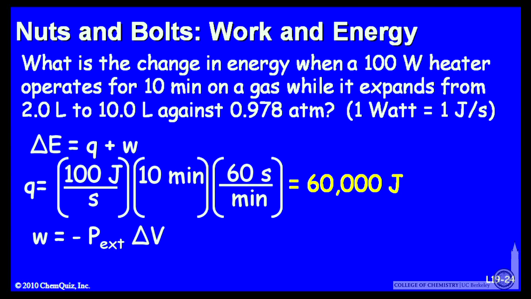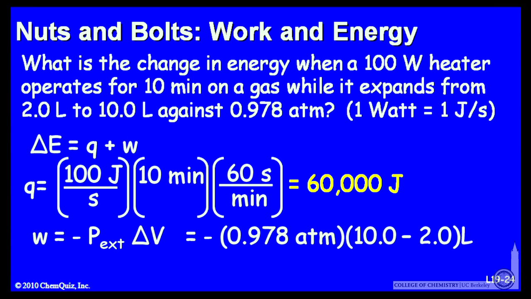The work is the external pressure times the change in volume with a minus sign. So the external pressure, 0.978 atmospheres, minus, and the change in volume. Change in volume is always final minus initial. Final volume 10 liters, initial volume 2 liters, change in volume 8 liters. So I can do that math, minus 7.82 liter atmospheres of work.